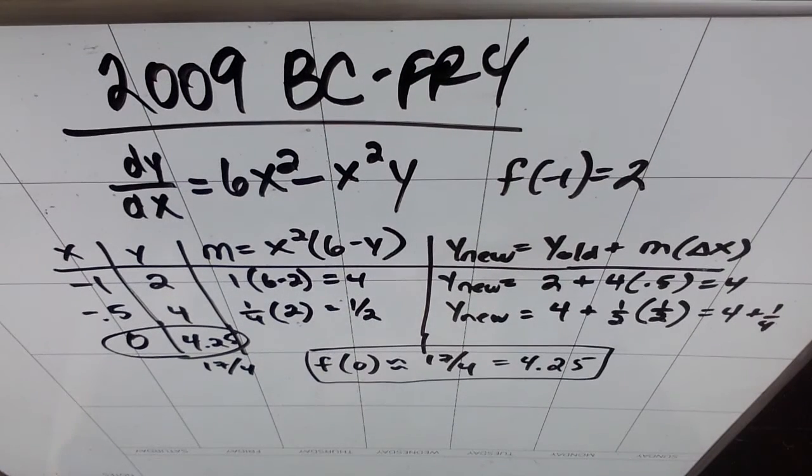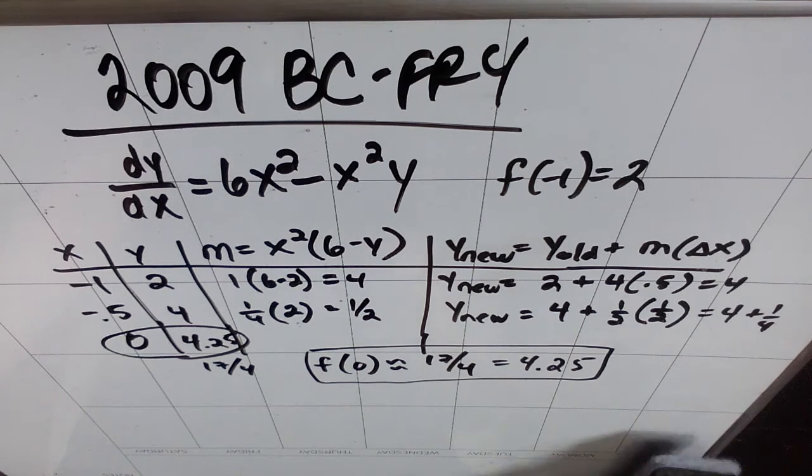All right, so part B. At the point negative 1, 2, the value of d squared y dx squared is negative 12. Find the second degree Taylor polynomial for f about x equals negative 1.